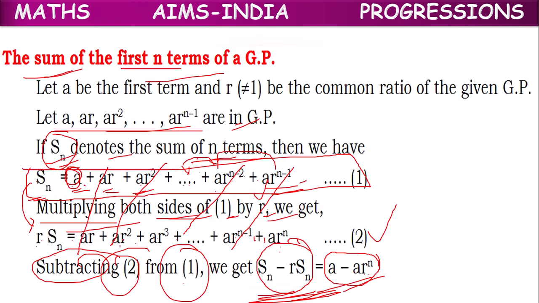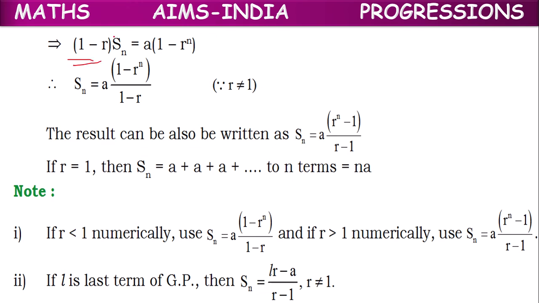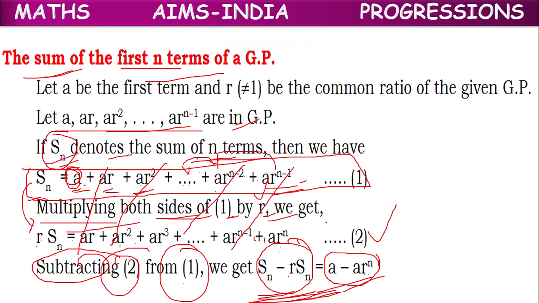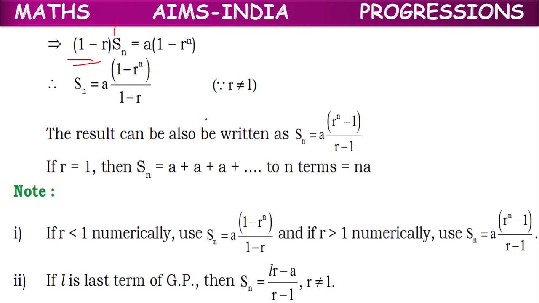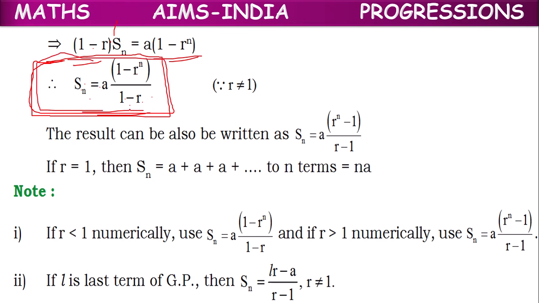So here, if you take Sn common, 1 minus R Sn, and if you take A common, 1 minus R power n will remain. Sn equal to, this 1 minus R will come here, Sn equal to A into 1 minus R power n by 1 minus R. So this is the formula for the sum of n terms of a GP, where R is not equal to 1.